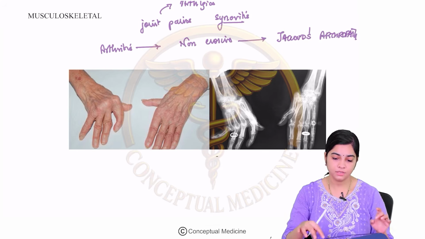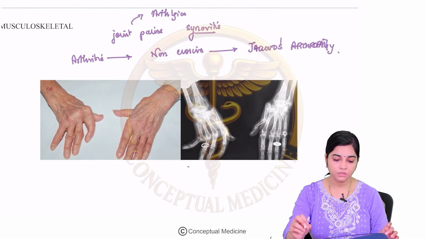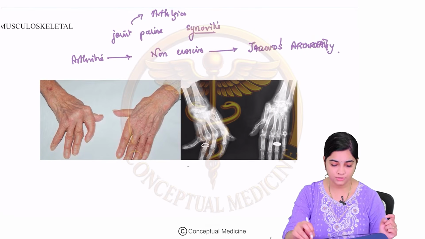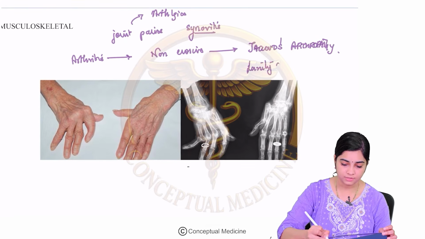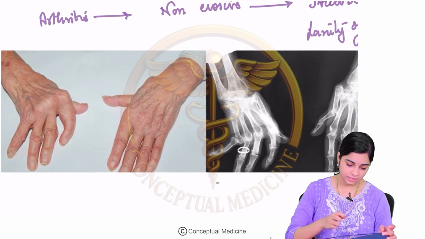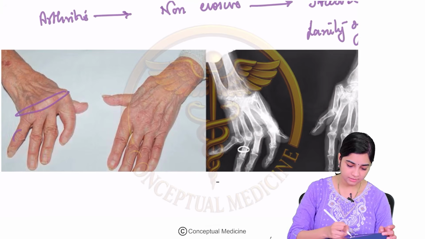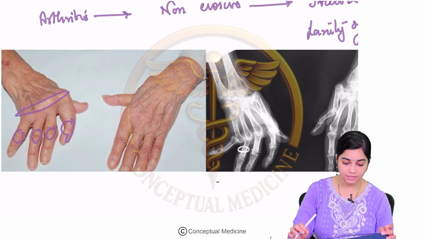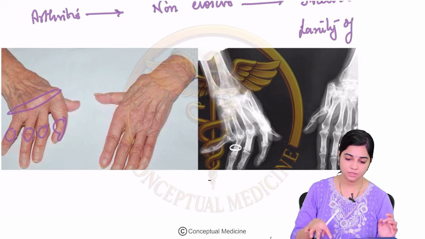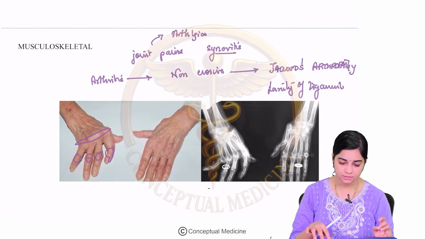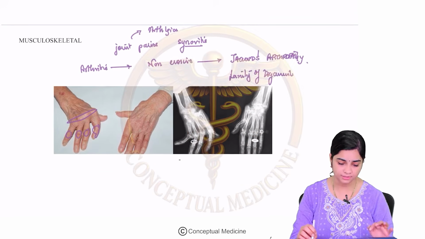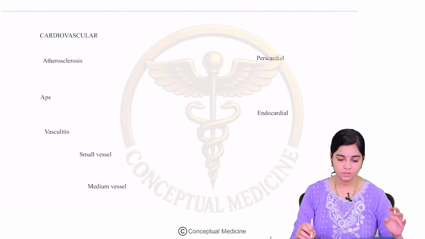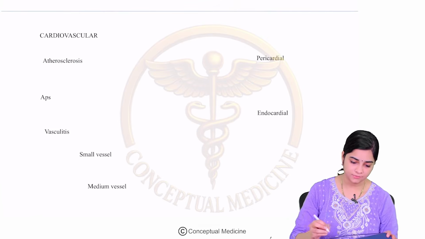Okay, so in SLE you can have a non-erosive arthritis which is called Jaccoud's arthropathy, which occurs due to the laxity of ligaments. So can you see here that there are deformities, right? You might confuse this to be RA, right? But this is your Jaccoud's arthropathy, which basically occurs due to laxity of ligaments. It's a non-erosive type of arthritis. Okay, fine. Then what are the cardiovascular manifestations of SLE?